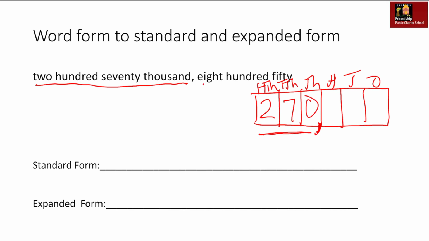And then to the right of the comma is 850. Well, how do I write 850? It's an 850. So the 8 must go in the hundreds, the 5 must go in the tens, and the 0 must go in the ones. So my standard form is 270, comma 850, which is also 270,850. Now, we just need to turn this into expanded form.